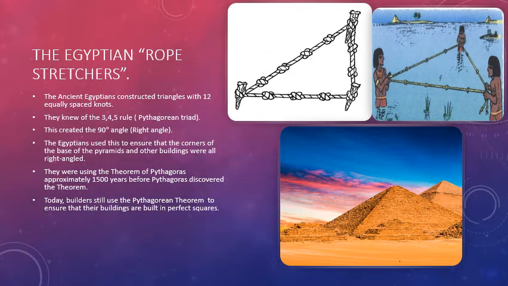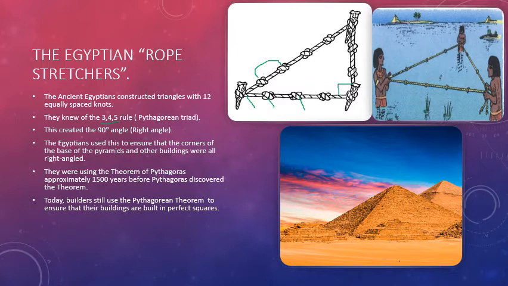The Egyptian rope stretchers. So what the ancient Egyptians did was they constructed triangles with 12 equally spaced knots, as we can see in this image here. 1, 2, 3, 4, 5, 6, 7, 8, 9, 10, 11, 12 knots, which were equally spaced. So between the two knots there were equal spaces. They knew of the 3-4-5 rule, which we know today as the Pythagorean triad, and they created the 90 degree right angle.